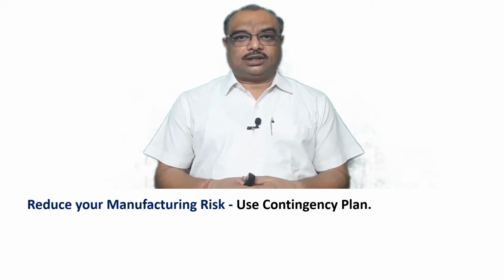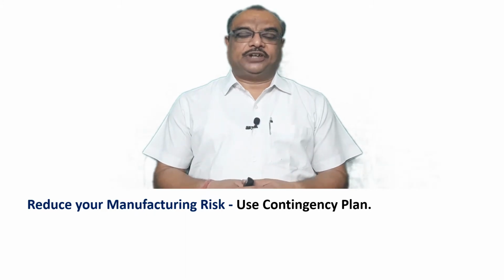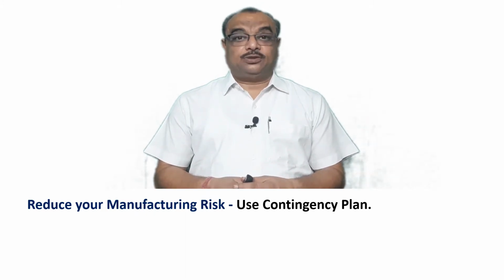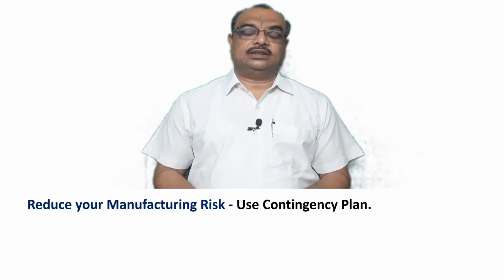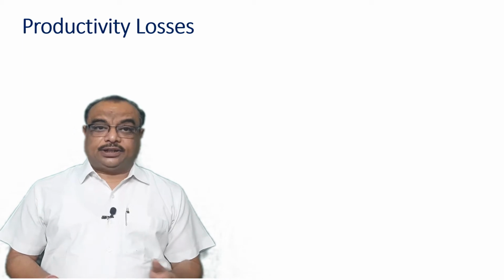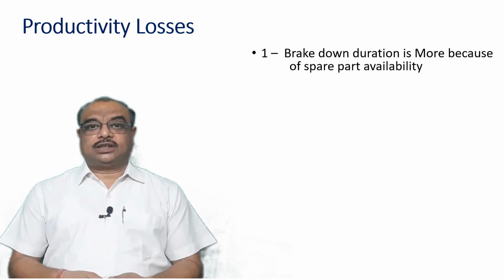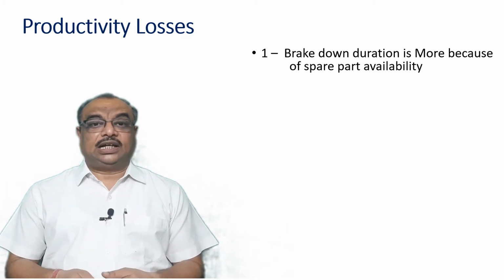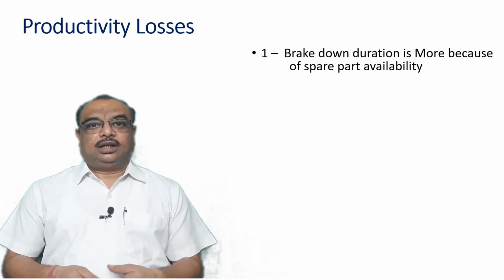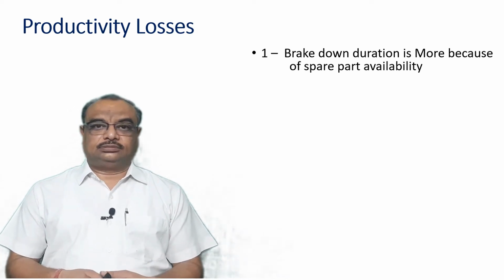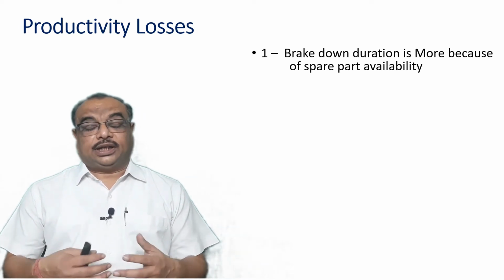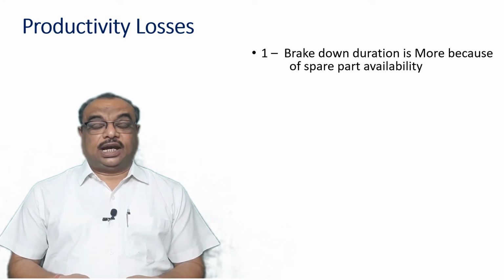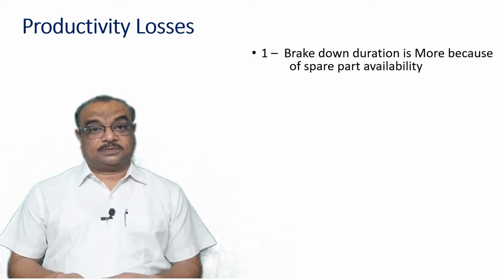So today my thoughts are related to this manufacturing risk. How can we reduce this manufacturing risk? We can reduce it by using a contingency plan. Now, in industry, as I already told you, there are a lot of productivity losses because of breakdowns, and these breakdowns take a lot of time, which can create productivity losses for the organization, and a lot of organizations are suffering from this problem.